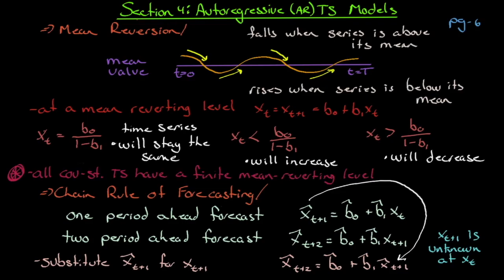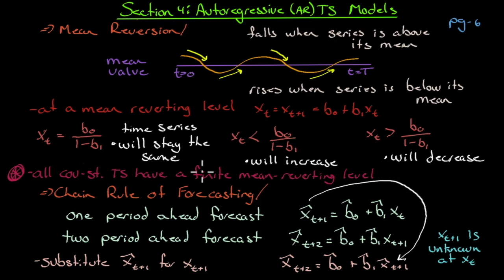All right, let's talk about mean reversion. Before we get into it, let's go right down to the middle of the screen here. You'll see that I've written in one line: all covariance stationary time series have a finite mean reverting level. If they do not have a finite mean reverting level, they are not covariance stationary, and we're going to see something called a random walk shortly where this is not the case.